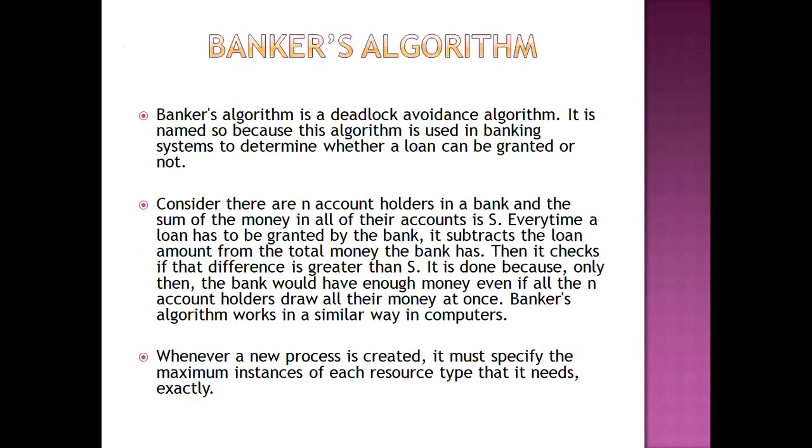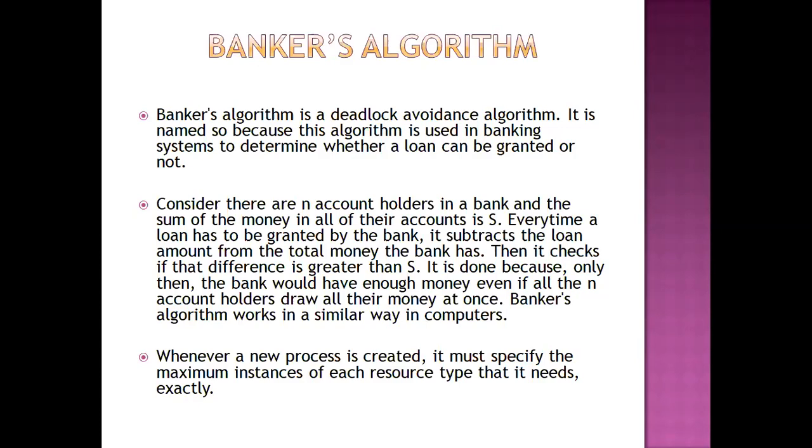Consider there are n account holders in a bank and the sum of the money in all of their accounts is called S. Every time a loan has to be granted by the bank, it subtracts the loan amount from the total money the bank has, then it checks that the difference is greater than S. It is done because only then would the bank have enough money even if all the n account holders draw all their money at once. Banker's algorithm works in a similar way in computers.